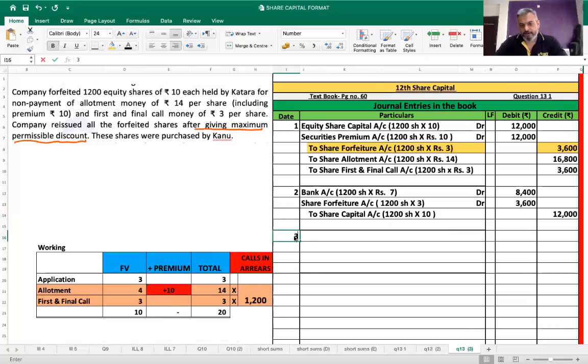Now third entry. Will it come or will it not? Now 3600 we forfeited and we gave a discount of 3600, so third entry will not come because we have nothing left in our share forfeiture account. So that's it for this sum. Let's go to the next sum.